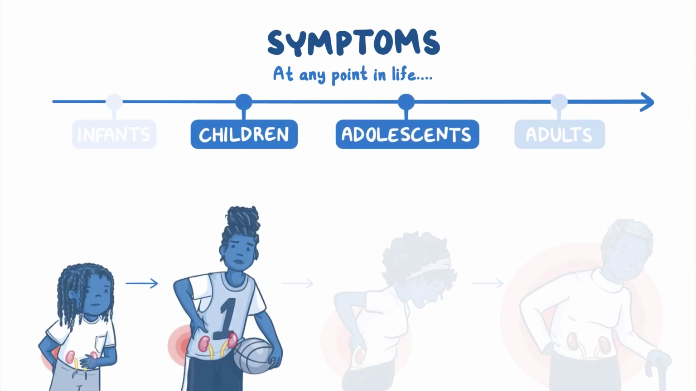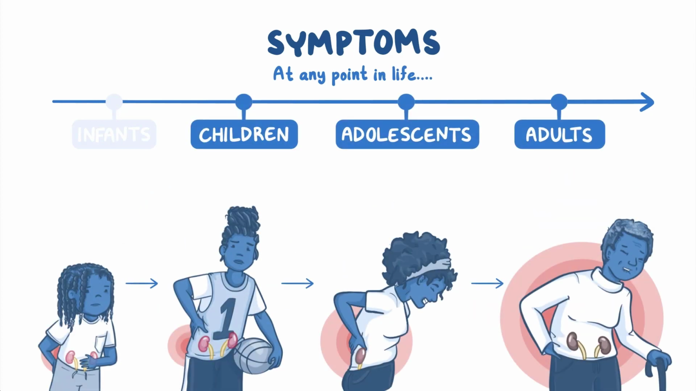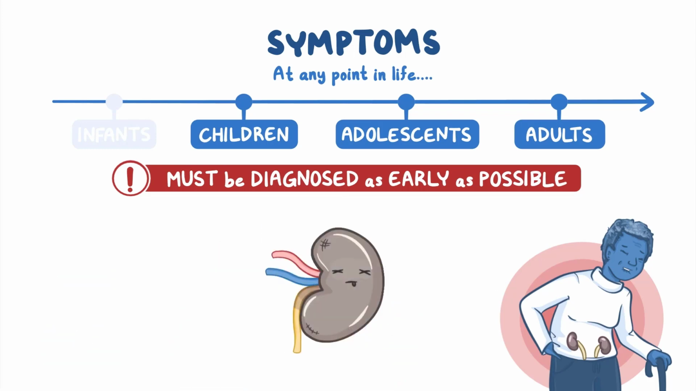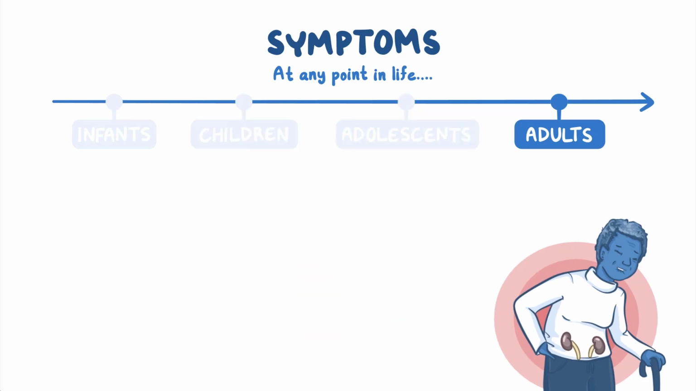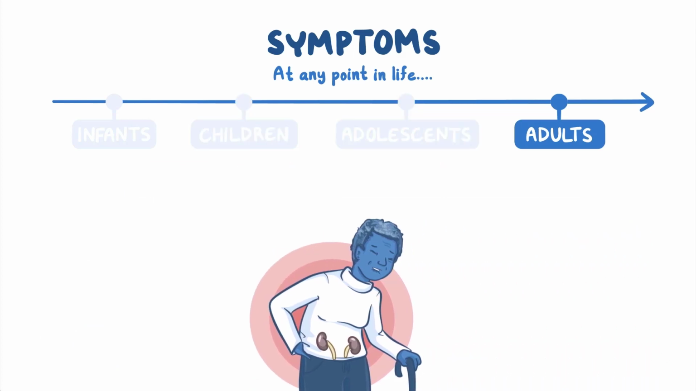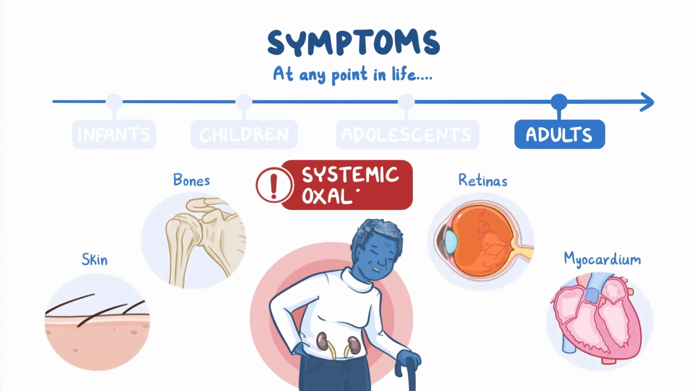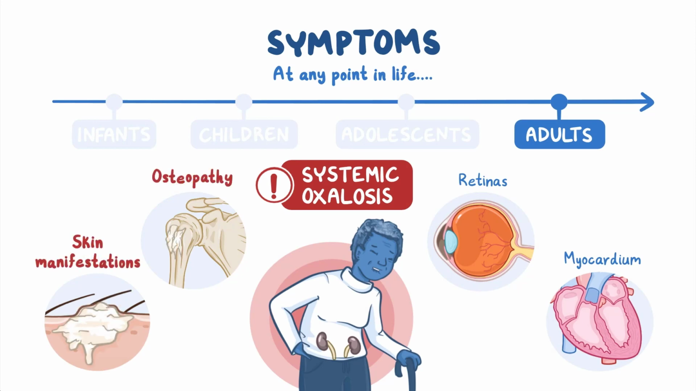When children, adolescents, and adults experience recurrent kidney stones, the underlying disease must be diagnosed as early as possible. However, many adults are not correctly diagnosed until the disease has caused kidney damage or kidney failure. In these late-stage patients, crystallized calcium oxalate isn't just prevalent in the kidneys, but has usually spread to other parts of the body like the bones, skin, retinas, and myocardium. This systemic oxalosis leads to a milieu of other symptoms, depending on the organ affected, such as osteopathy, retinopathy, and cardiomyopathy.